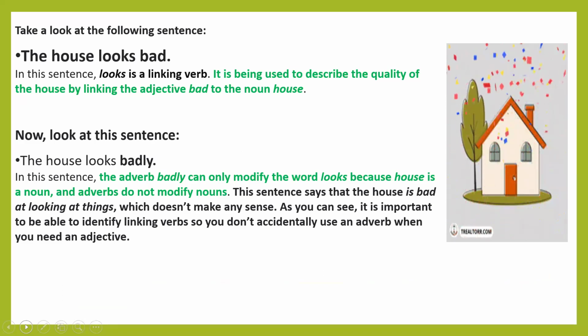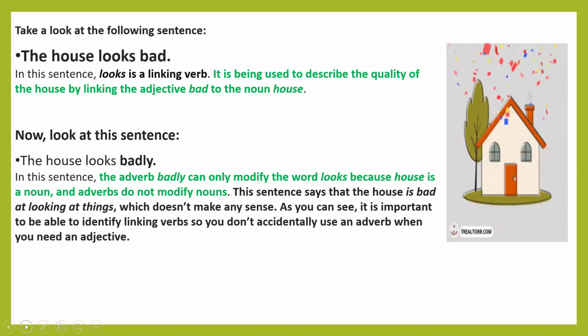Now move to the second example. The house looks badly. Can we use it? Is this sentence correct or wrong? This sentence is not correct. The adverb badly can only modify the word looks, because house is a noun and adverbs do not modify nouns. So this sentence says that the house is bad at looking at things, which does not make any sense. As you can see, it is important to be able to identify linking verbs so you do not accidentally use an adverb when you need an adjective.